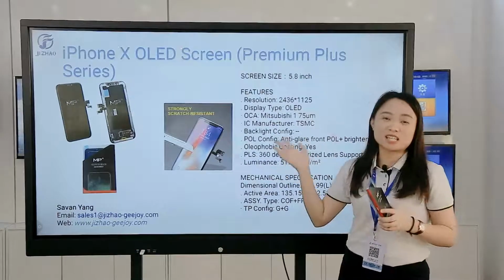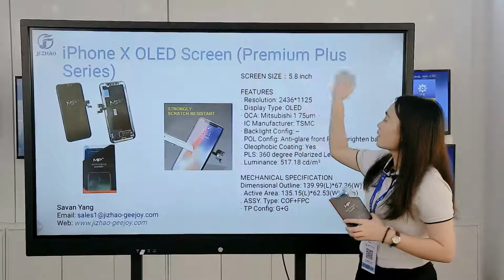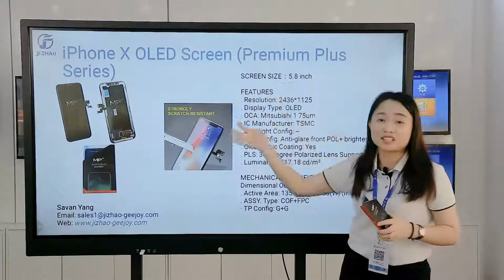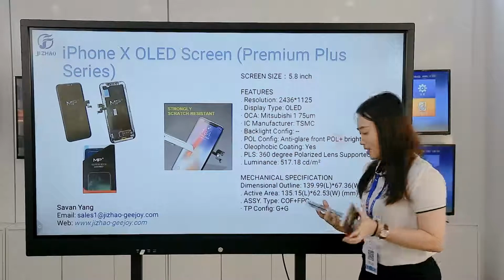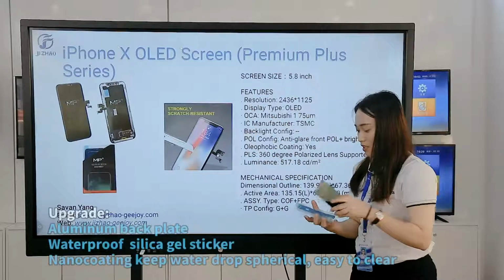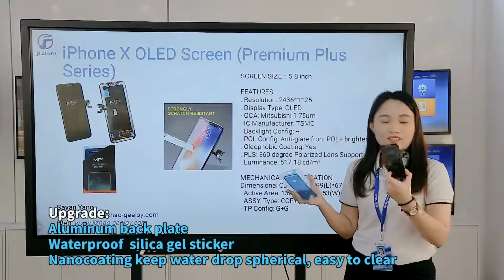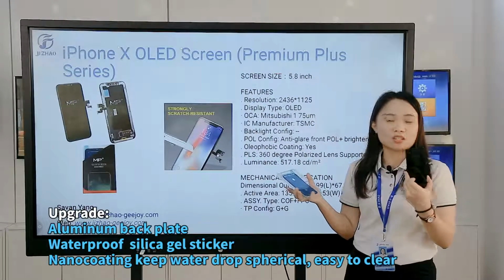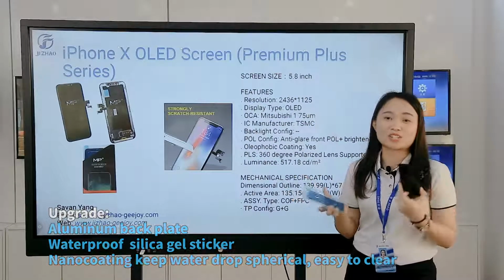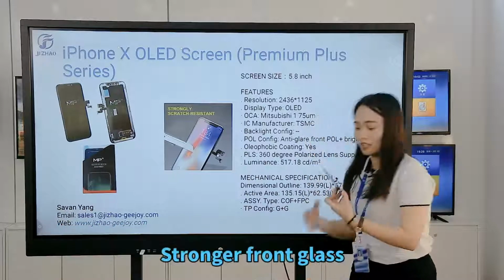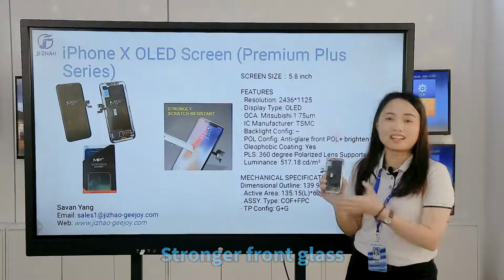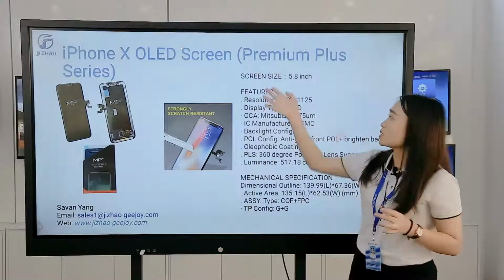Next, I would like to tell you about the difference between the Premium Plus and the Premium series. Last time we talked about the difference mainly about this one. It has the waterproof sticker, and it has the nano coating to keep the water drops spherical and easy to clean. And also, it has the stronger front glass. That is the difference between them.